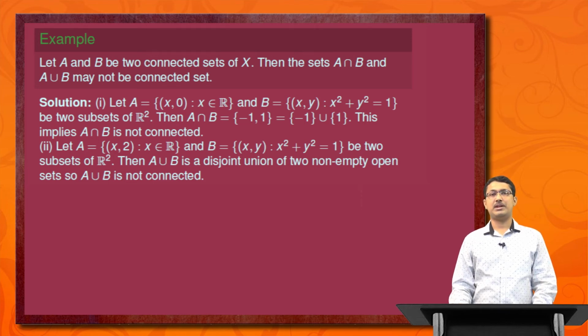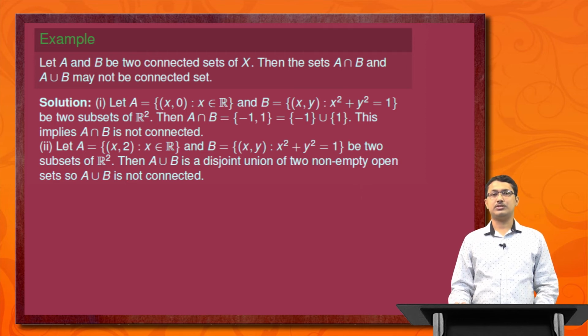Next we assume capital A is equal to all such ordered pairs (x,2) such that x belongs to the real numbers. That means it is nothing but the line y equals 2, and B is all such (x,y) such that x square plus y square is equal to 1. That means again a unit circle with center at (0,0). Be two subsets of R square, then A union B is a disjoint union of two non-empty open sets, so A union B is not connected.